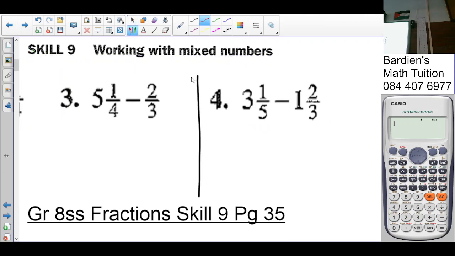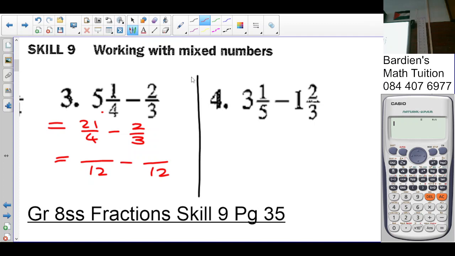Right, so let's look at number 3. So what do we do first? Change to improper fraction. Okay. So 5 times 4 is 20 plus 1 is 21 over 4 minus 2/3. What's your LCD here? 12. How do we get 12? We count in 4s. Okay, 3 going into 4? No. 8. 3 can't go into 8? No. 12? Yes, 3 goes into 4 and 12.